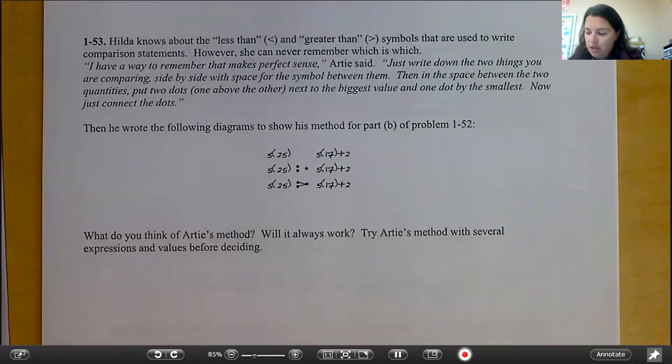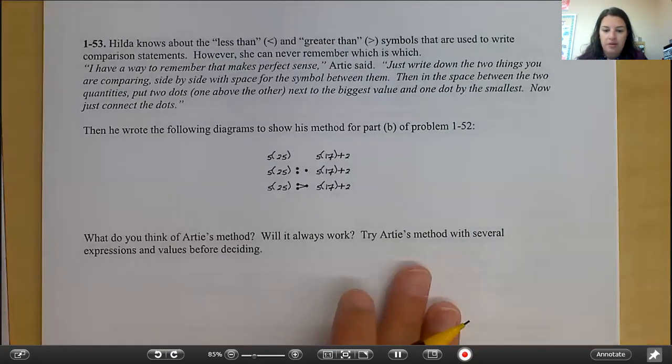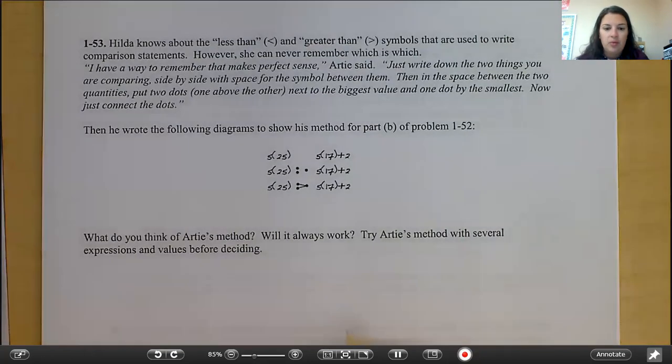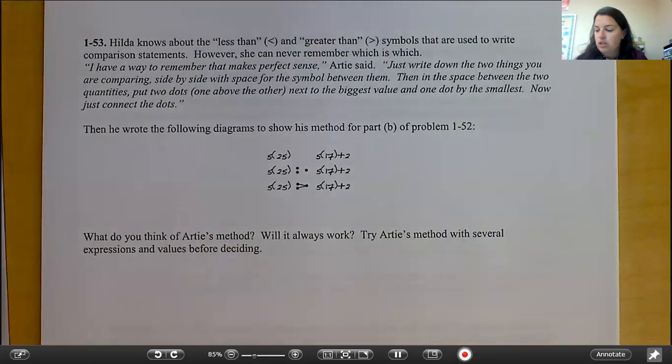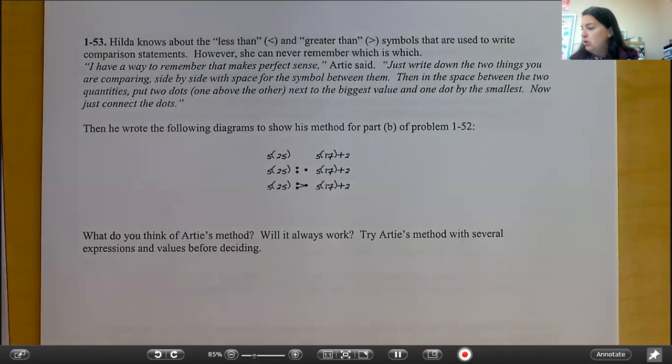What do you think of Artie's method? Will it always work? Try Artie's method with several expressions and values before deciding. So go ahead and work on that. Okay, if you're done, you have worked on that. I want you to support your thinking here. So this is going to be something where people write different things. There's not a right or wrong answer. You just need to support your thinking. So if you want to run your method by me, please make sure you do that.